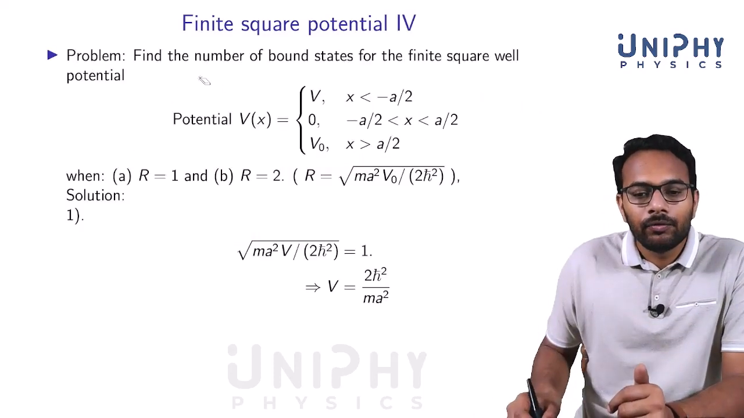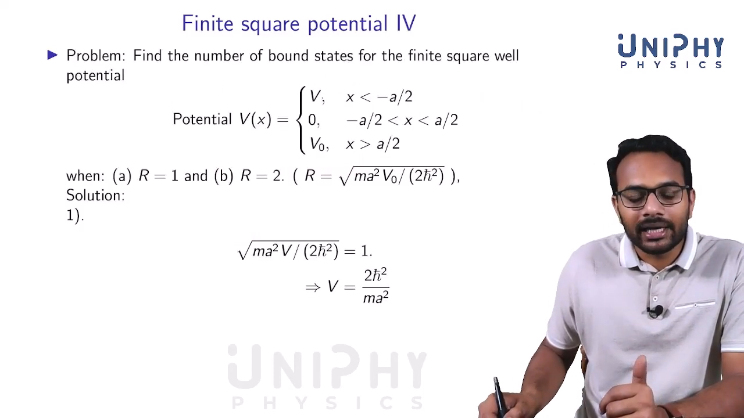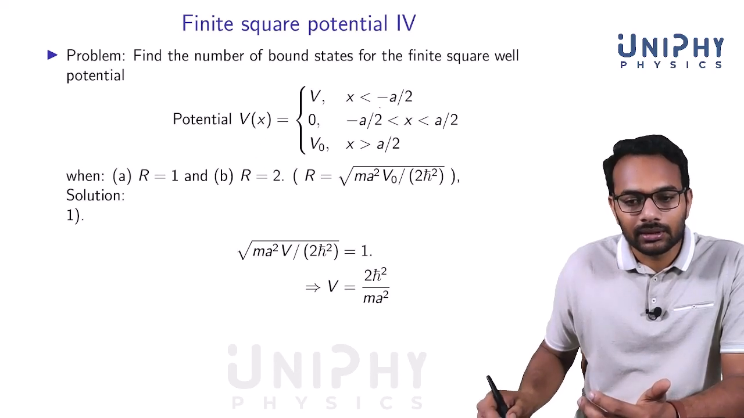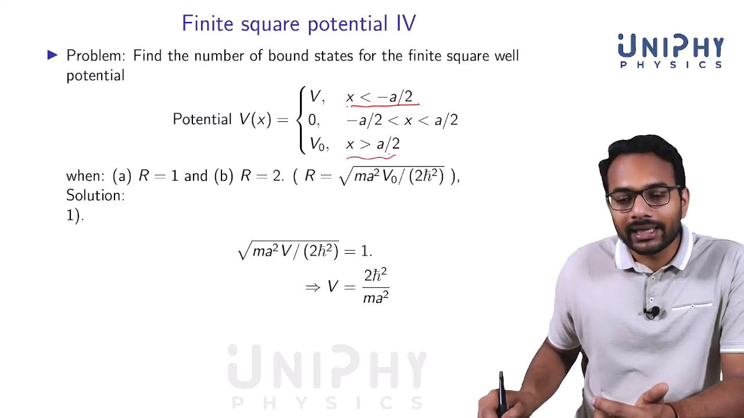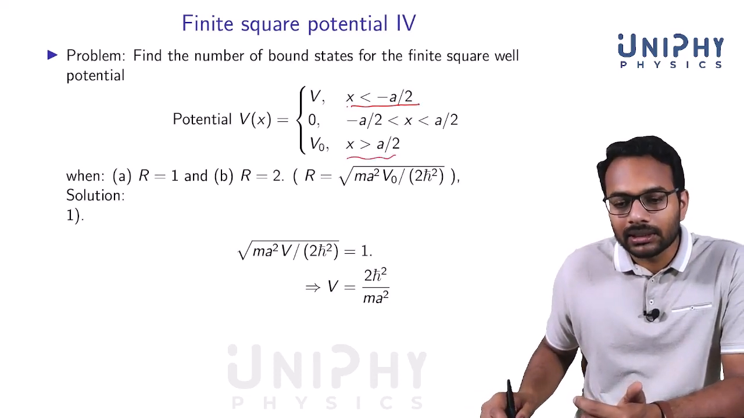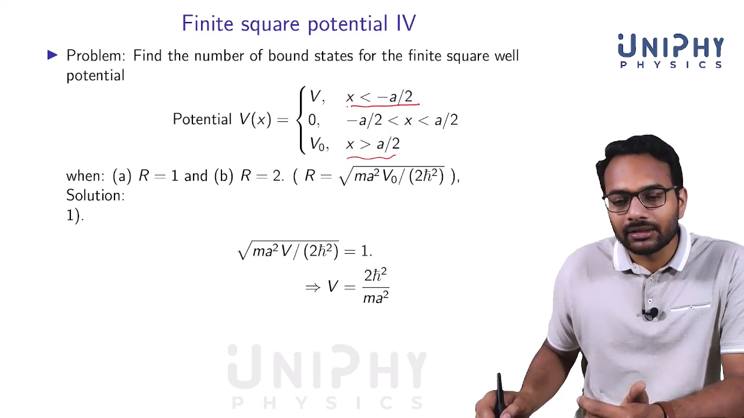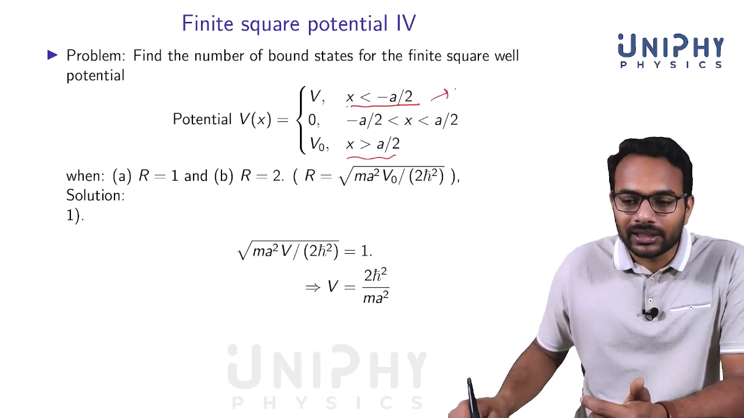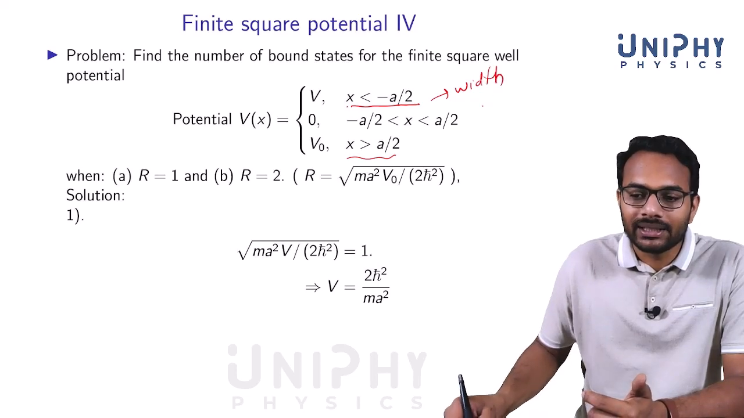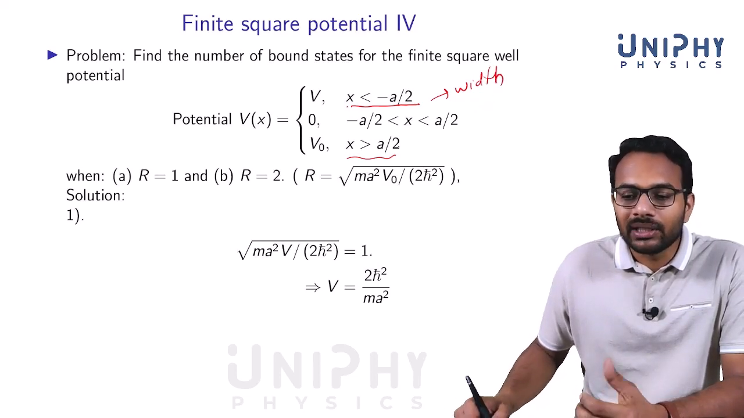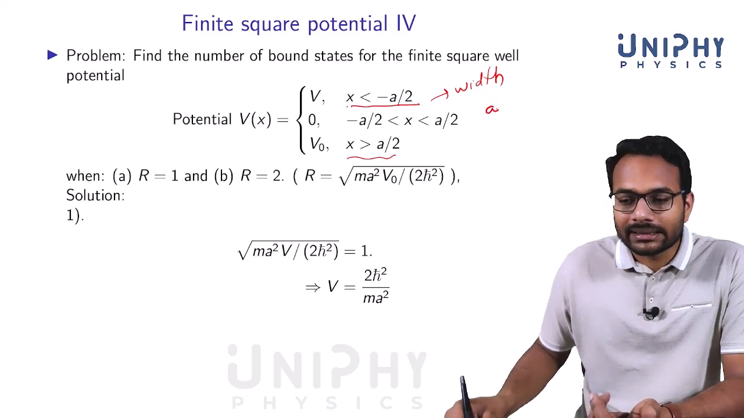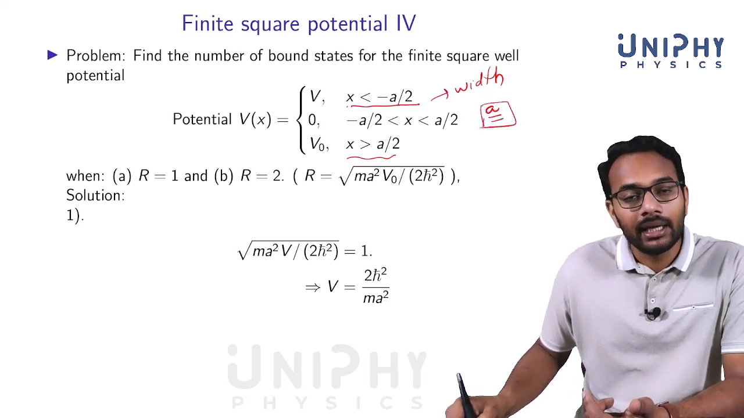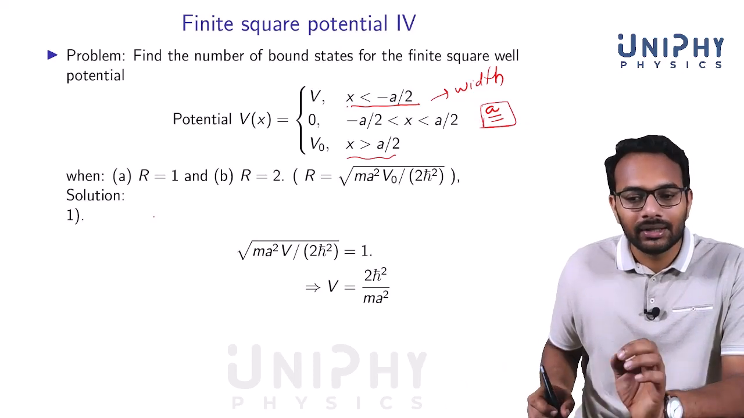Find the number of bound states for the finite square well potential. Here it's given as V for x less than minus a by 2 and V0 for x greater than a by 2. That's the specification of the finite well, but we are interested in the width. The width is between a by 2 and minus a by 2, so the width is actually a, not 2a. In some cases you have to be careful about the width.